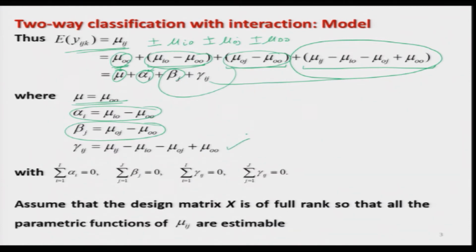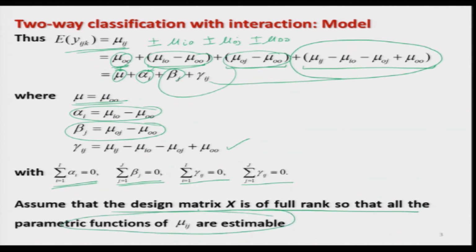And you can see here that we will need the constraints also, so that there is no problem in the estimation of this linear parametric function at a later stage. So we assume that summation I goes from 1 to capital I, alpha I is equal to 0, summation j goes from 1 to capital J, beta j is equal to 0, summation over I gamma I j is equal to 0, and summation over j gamma I j is equal to 0. So for this gamma I j we put two constraints based on the sums over I and j both. And we assume that the design matrix X is of full rank, so that all the parametric functions of mu I j are going to be estimable.